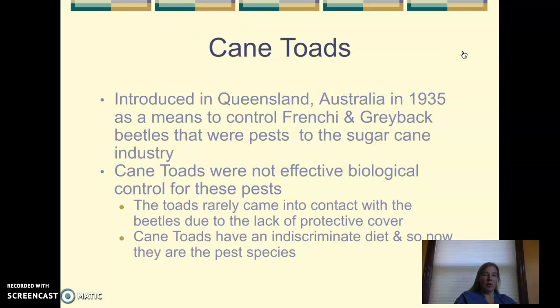When they released them, what they didn't realize is that the cane toads didn't like going in sugarcane fields. It was too hot and dry for them. So in the end, they did not go where the bugs were. The other thing that happened is the cane toads were really prolific. They survived very well and they took over. They ended up being a bigger problem than the grubs ever were. The cane toads had an indiscriminate diet, meaning they were generalists and ate lots of things. They ended up wiping out native species, again causing a bigger problem.